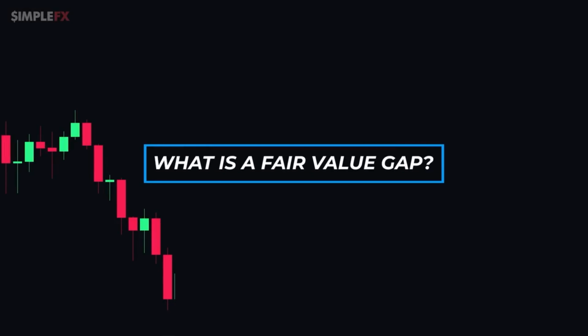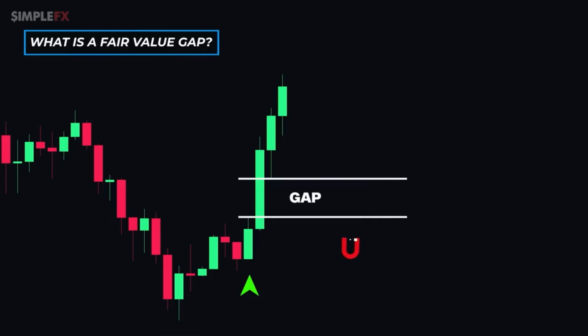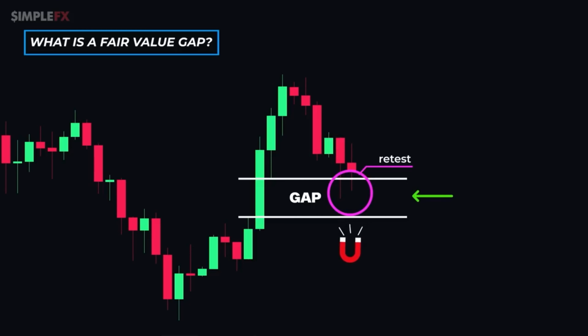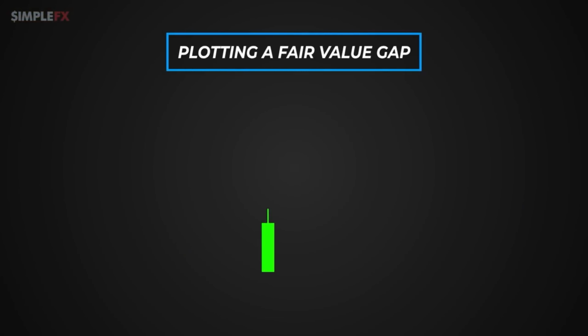First, what is a fair value gap? A fair value gap is a formation on a chart that involves price moving sharply towards one direction, forming a gap on the candlestick. Often, the price is then drawn back to the gap like a magnet as it attempts to retest or fill the gap. Traders can then look to enter a position at the gap to profit, as price tends to bounce off after retesting it.